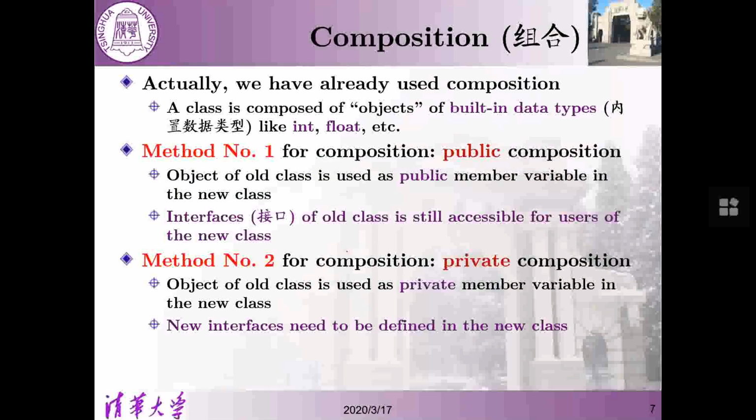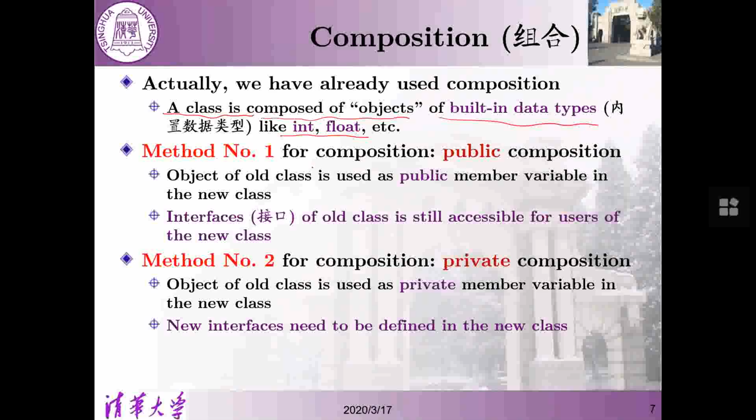So actually, we have already used composition before. We used composition to define a class with built-in types, right? We use built-in type objects to compose a new class. So we have already used composition in this way, okay?